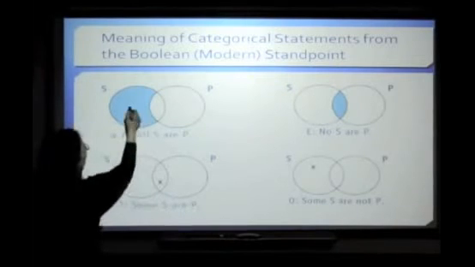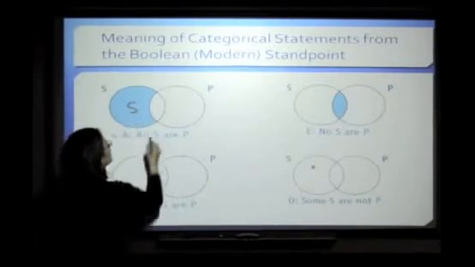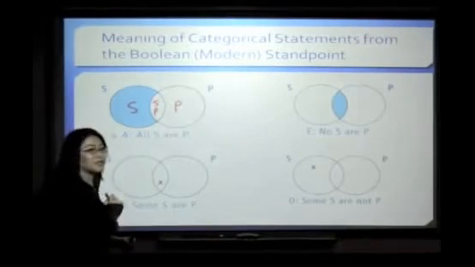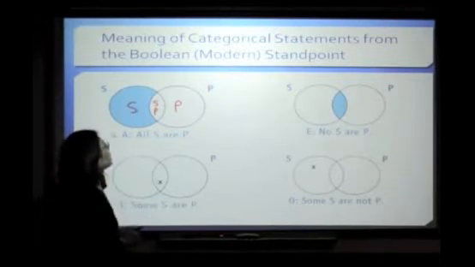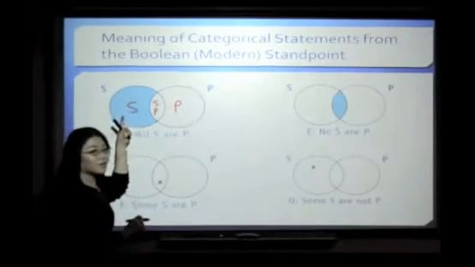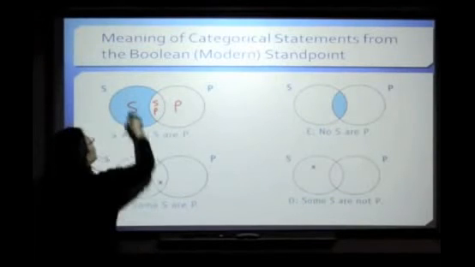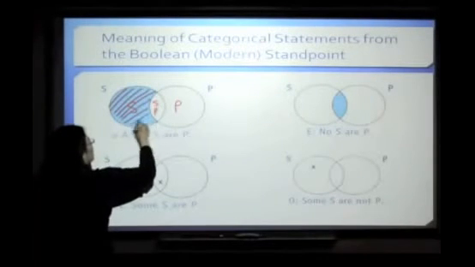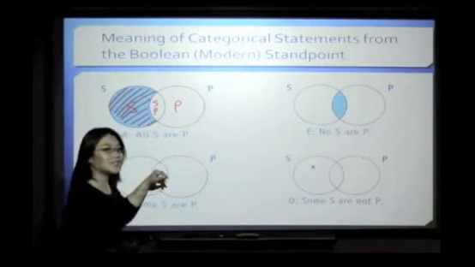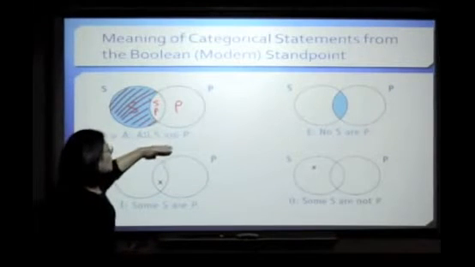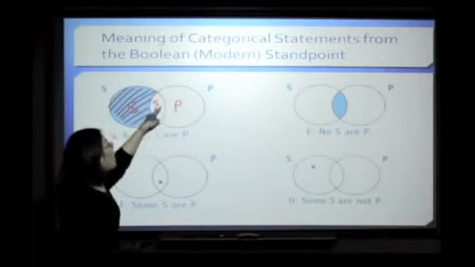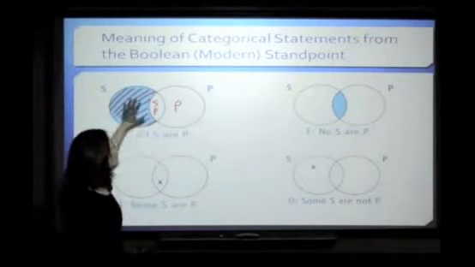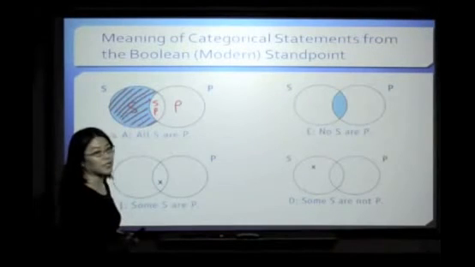So notice how here we have all the things that are S's, and here we have things that are S's and P's, and here we have all the things that are just P's, okay? So if all S are P, then all the things that are not P's but S's don't exist. So we shade them out. Okay? If this is the case, then the statement all S are P is asserting that all the things that are S's are also P's. And there are no things that are S's that are not P's.